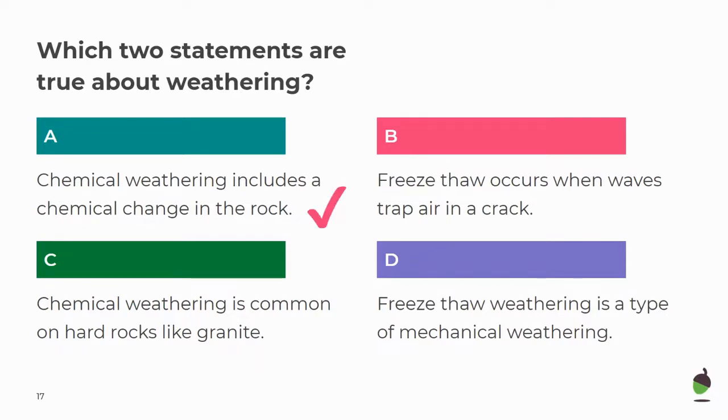Did you get A? Chemical weathering includes a chemical change in the rock. And did you get D? Freeze-thaw weathering is a type of mechanical weathering. So if we have a look at B, freeze-thaw occurs when waves trap air in a crack. That's not freeze-thaw, that's actually a type of erosion. Can you tell me out loud now, what is it when waves trap air in a crack? Yes, hydraulic action. And C, chemical weathering is common on softer rocks like limestone. So that was the mistake there.